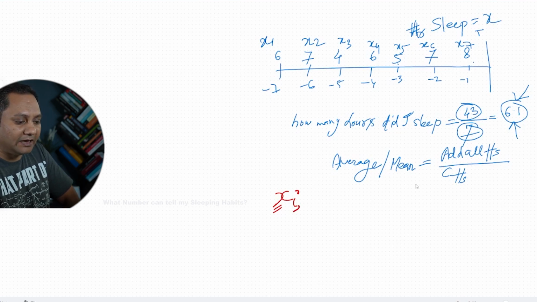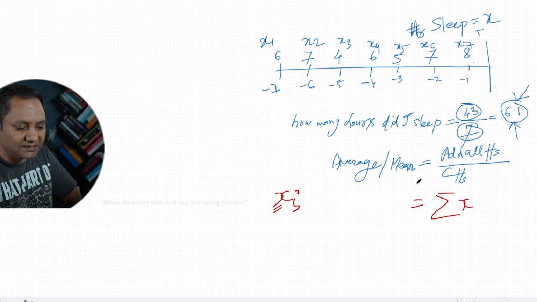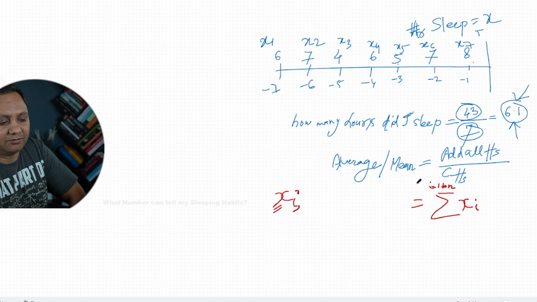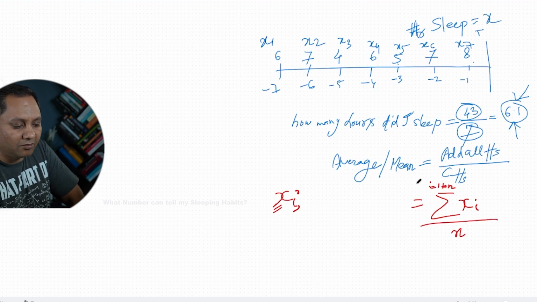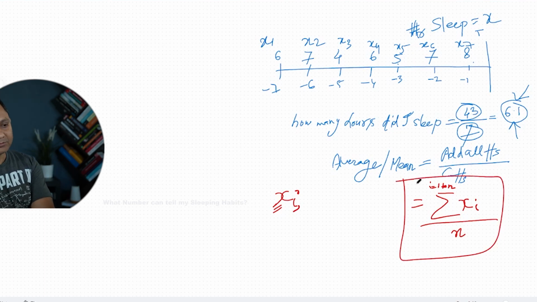So to find the average, what we are doing is summing up. This is a short form to say I'm doing x1 plus x2 plus x3, all of that. I'm summing all the instances of x, where i goes from 1 to n. Here n is 7, and then I am dividing it by n, the number of observations. So this is my average, or mean. This is one measure of central tendency.